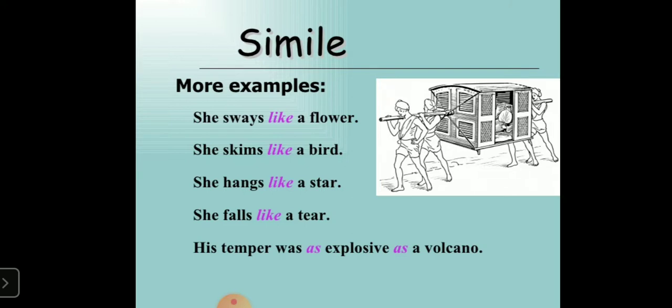Then, she skims like a bird, she hangs like a star, she falls like a tear. His temper was as explosive as a volcano. Volcano, Jwalamukhi. How can it be compared? It is compared because his temperament is as explosive as the volcano. So this is called simile. Now we'll go to the next slide.